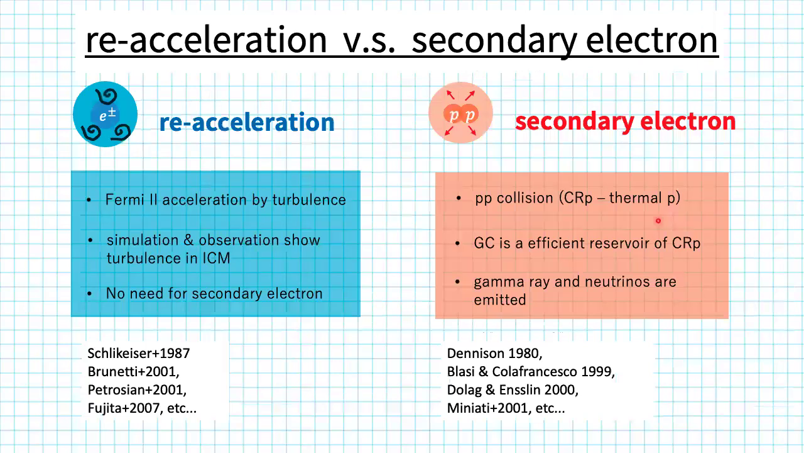To model these radio halos, there was a decades-long debate between two models. One is the reacceleration model, where we consider turbulence and the reacceleration of cosmic rays by turbulence, the interaction between cosmic ray particles and turbulence. The other one is the secondary electron model. In this model, we consider cosmic ray protons first, and the cosmic ray protons react with the thermal protons inside galaxy clusters. They collide and produce secondary particles that produce secondary electrons, and the secondary electrons produce radio emission. That is the secondary electron model. There are pros and cons in those models.